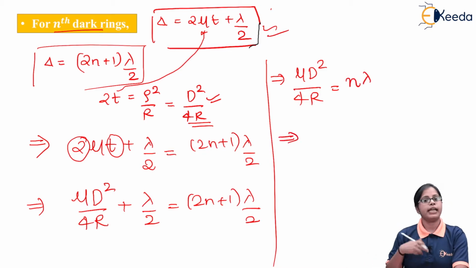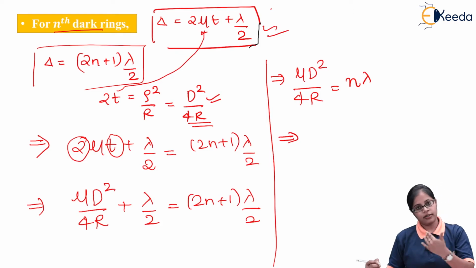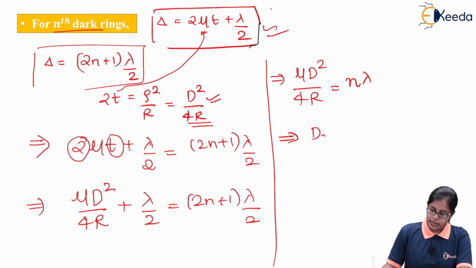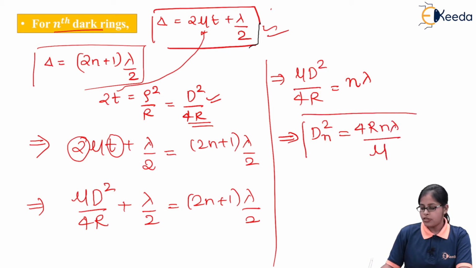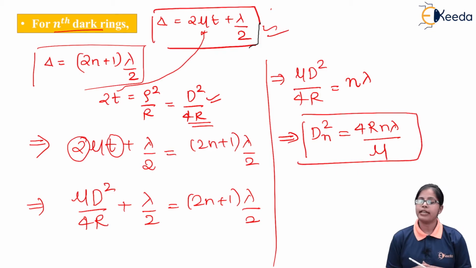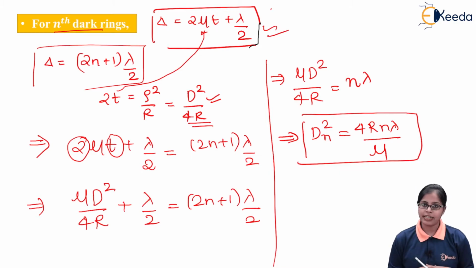As we are talking about the nth dark ring, we have to write the diameter of the nth dark ring, that is dn square, and if we take all the terms on the other side, we are going to get 4rn lambda divided by mu. So this is giving me the diameter of the nth dark ring, where r indicates the radius of curvature of the lens, n indicates the order, lambda indicates the wavelength, and mu indicates the refractive index of the liquid film.